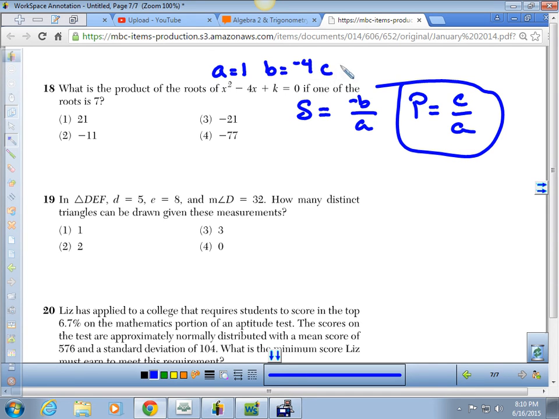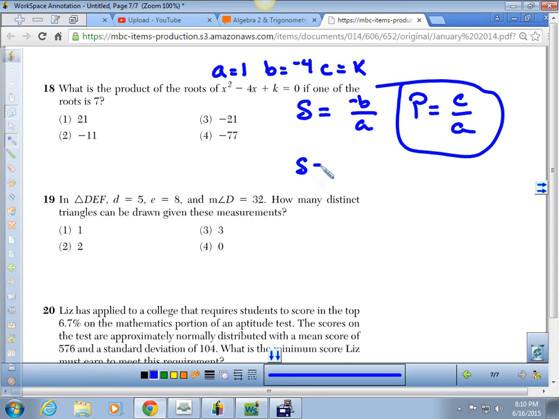-4. And our C value currently is K, right? Okay. So they want to know what is the product of the roots if one of the roots is 7? Well, folks, all we know is A and B. We can't find the product right now, but we can find the sum.